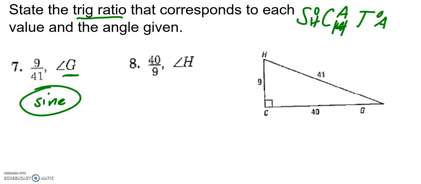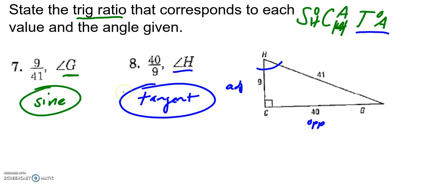And if I erase this and do this in a different color here, if I'm looking from the perspective of angle H, and I look at 40 and 9, 40 compared to this angle is opposite, and 9 compared to this angle is the adjacent side. Opposite over adjacent is tangent. So the trig function that best describes the situation is tangent.